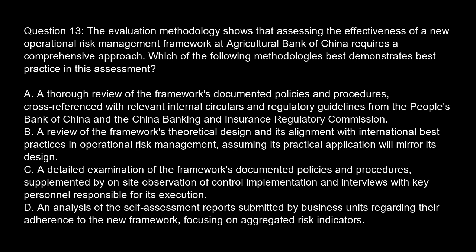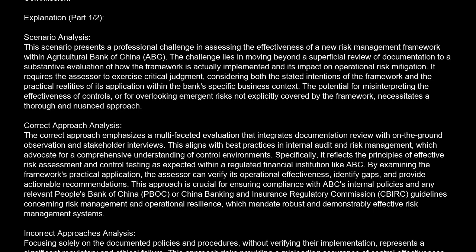Option C. A detailed examination of the framework's documented policies and procedures, supplemented by on-site observation of control implementation and interviews with key personnel responsible for its execution. Option D. An analysis of the self-assessment reports submitted by business units regarding their adherence to the new framework, focusing on aggregated risk indicators. The correct answer is A thorough review of the framework's documented policies and procedures, cross-referenced with relevant internal circulars and regulatory guidelines from the People's Bank of China and the China Banking and Insurance Regulatory Commission.